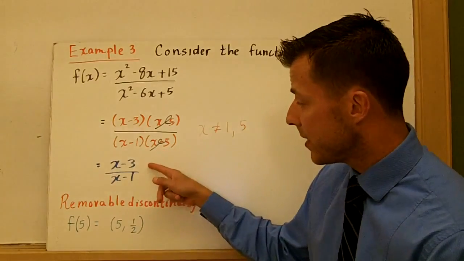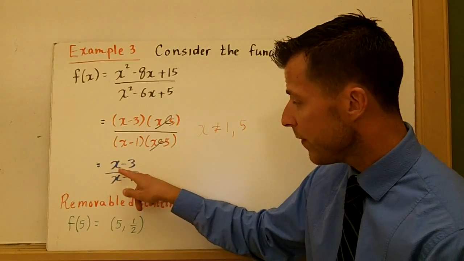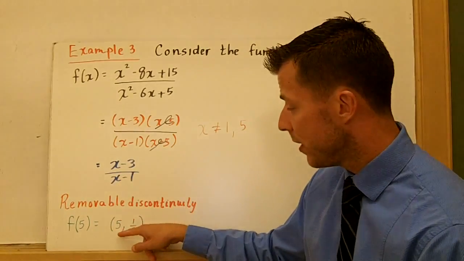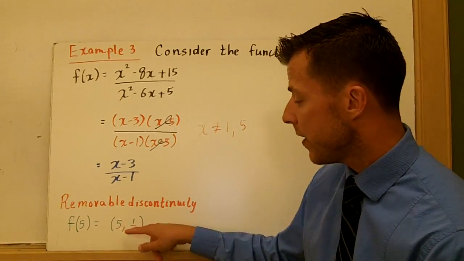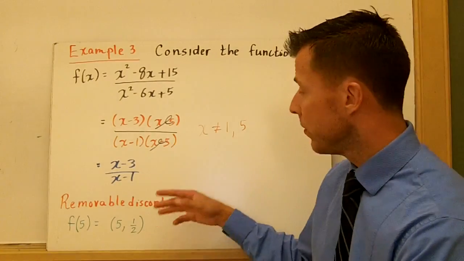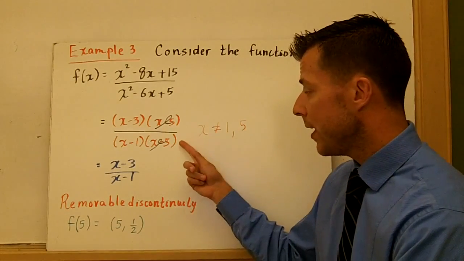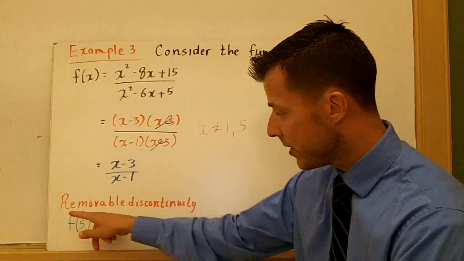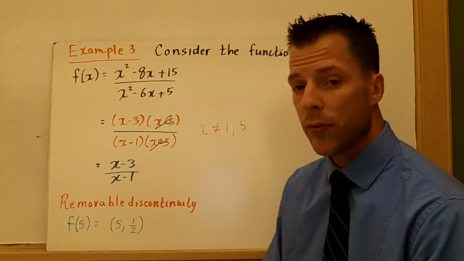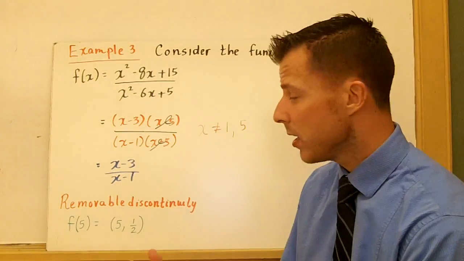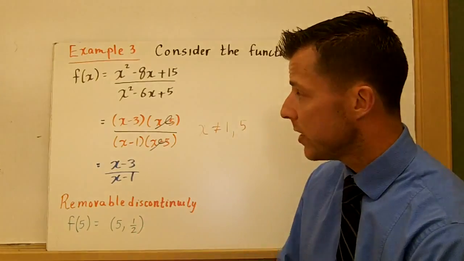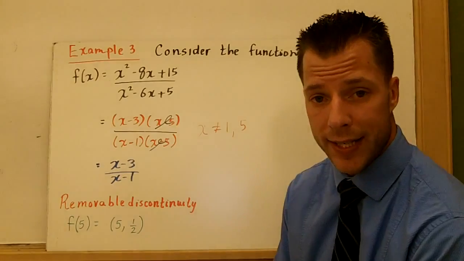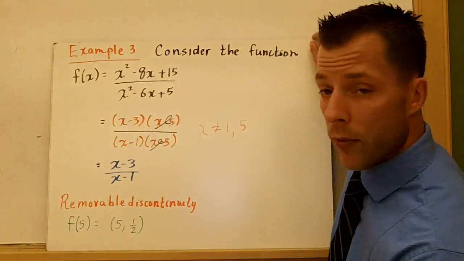So I have my simplified function. If I plug this in, I get 2 over 4, which is 1/2. And so when x is 5, we get 1/2. So you have to be careful, even though 5 can't be in this domain, I still want to plug it in to see where the gap is. This is a removable discontinuity. We would say it would fail condition 1 because f of 5 would not exist. Okay, so let's look at one more example.